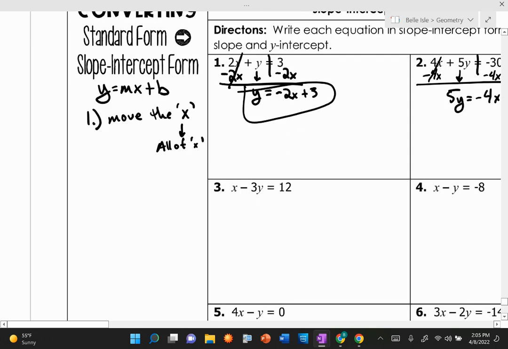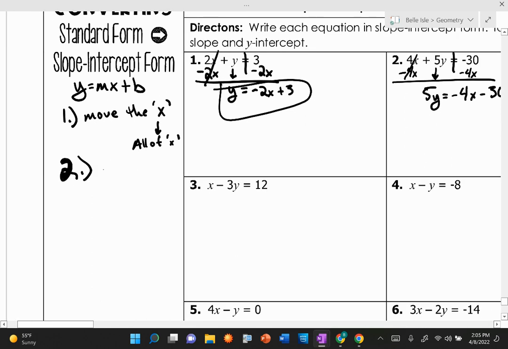Now, we didn't have to do step 2 on number 1, but we have to do step 2 on number 2. Step 2 is, yes, multiply or divide. Divide is apparently a hard word to spell. Multiply or divide the coefficient by the coefficient.